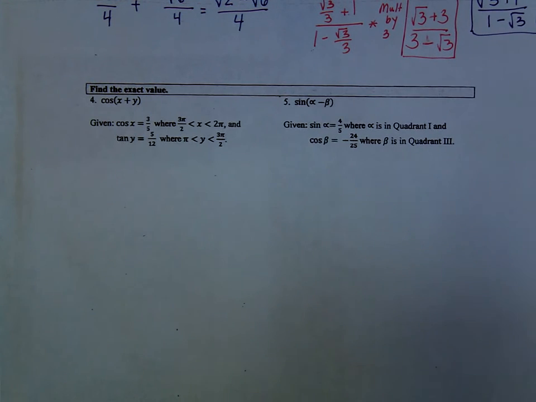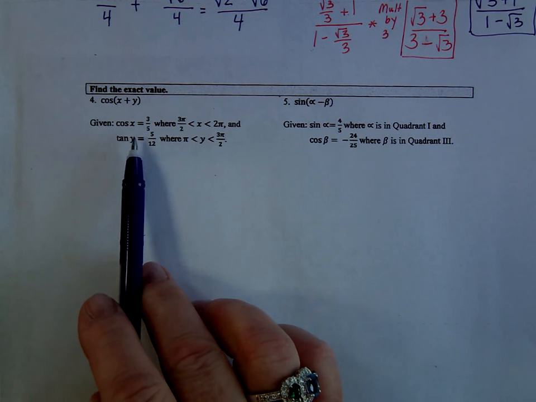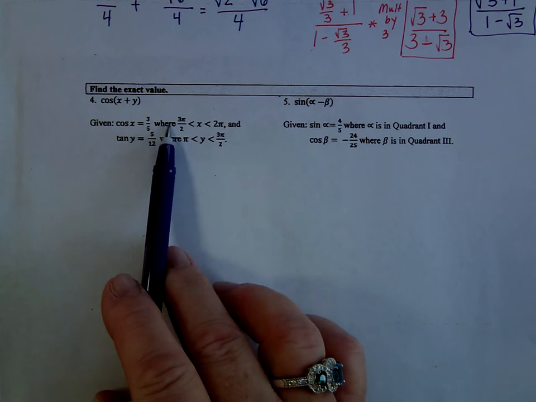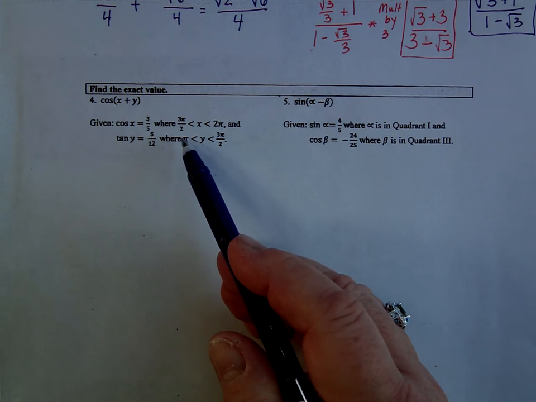These now have the cosine of x plus y. I've got a function that they're giving me. I need to expand it, and then I'm going to evaluate it based off of these two criteria. Well, let's figure out the criteria first and what these things look like. What are they talking about here?